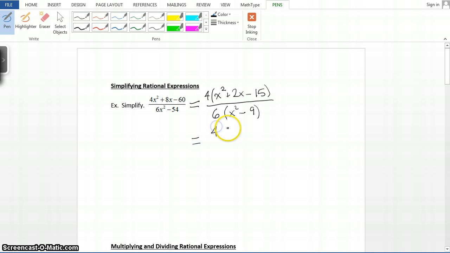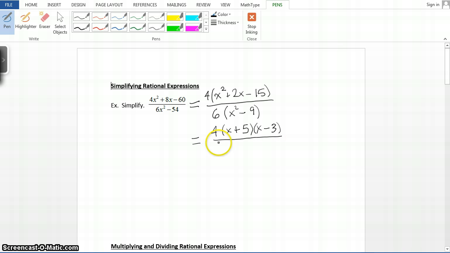Back up in the numerator, I have that trinomial's lead coefficient 1, so when we factor it, it'll factor to two binomials, two factors of negative 15 that add up to positive 2. One will be positive, one will be negative. We need to have the 5 positive, the 3 negative, so that they add up to a positive 2.